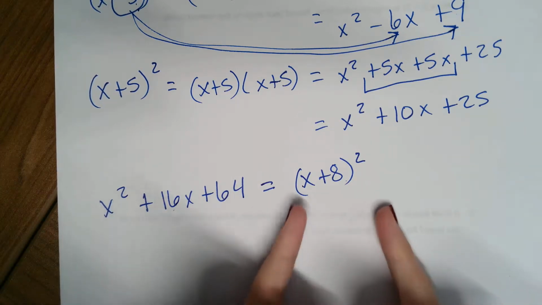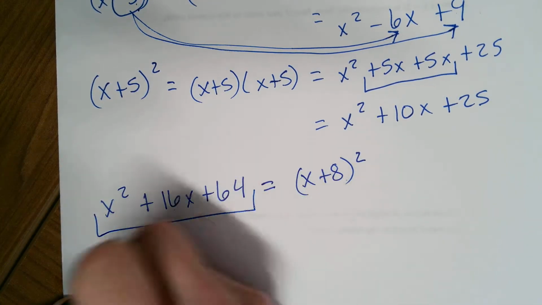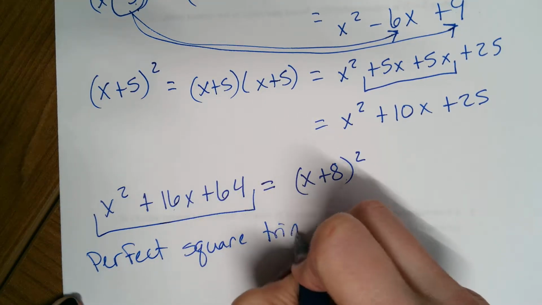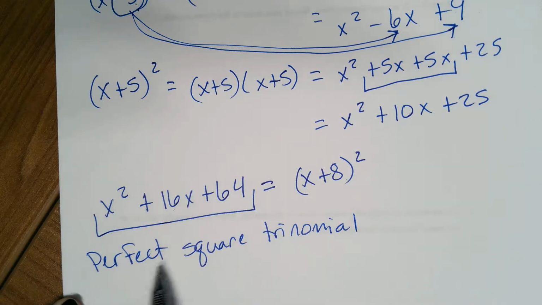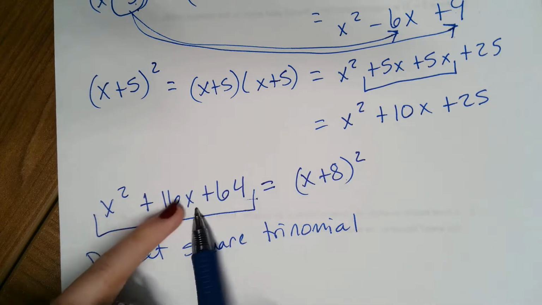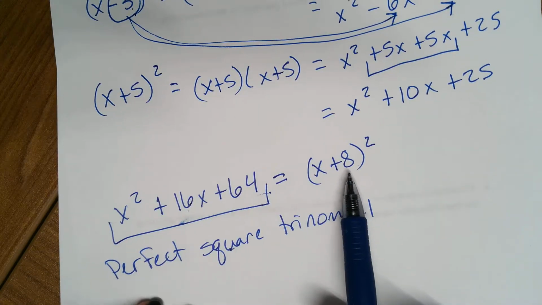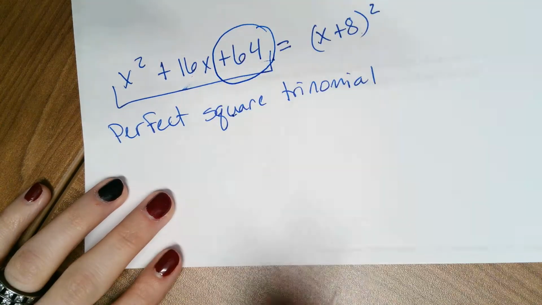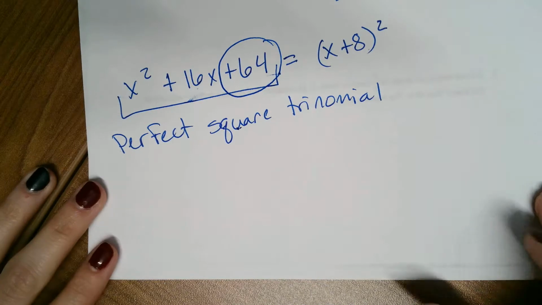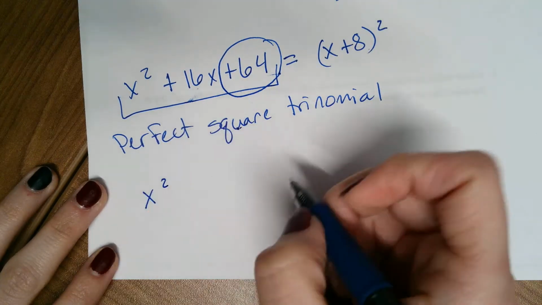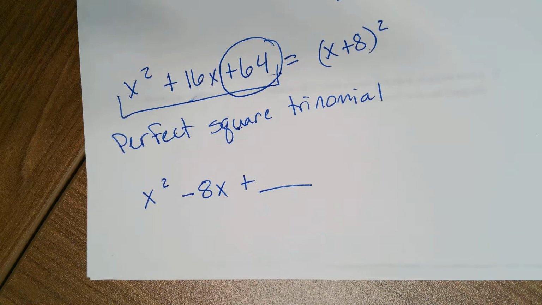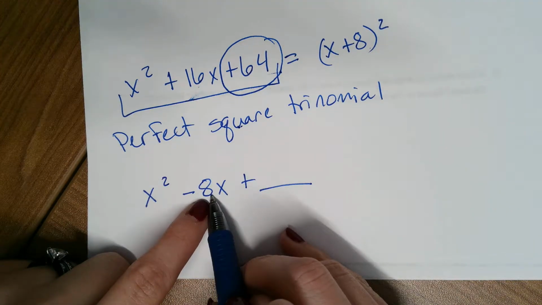Quadratics that can condense back into this little squared form, we call this a perfect square trinomial. Trinomial because it has 3 terms, and perfect square because we can take it and scrunch it back up into a perfect square. So it's all about identifying that last value, the third value, to make this a perfect square. So let's say that we have x squared minus 8x. What value would I have to add in that would make this a perfect square trinomial? So you take half the middle value and square it.